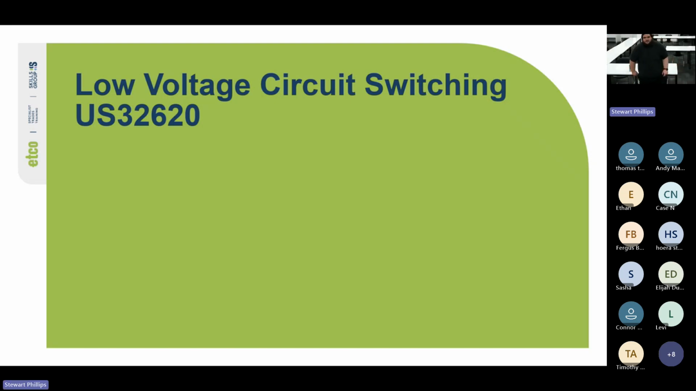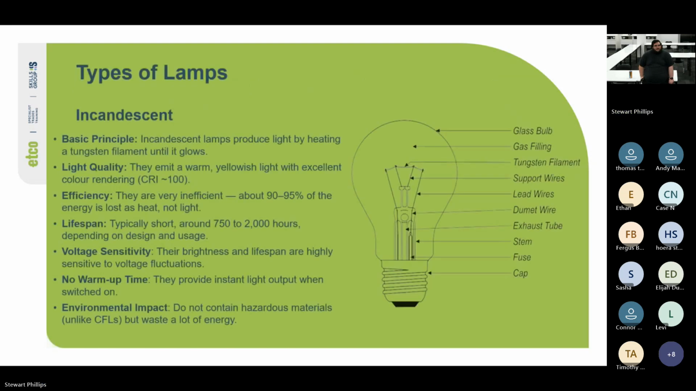So tonight we're going to look at low voltage circuit switching, in the case of lighting types. Some of these are a little bit redundant in that a lot of the time we're going to use LED, but we still need to know about them because they still exist out there in the world, and sometimes they're used for specialized installations and specialized uses.